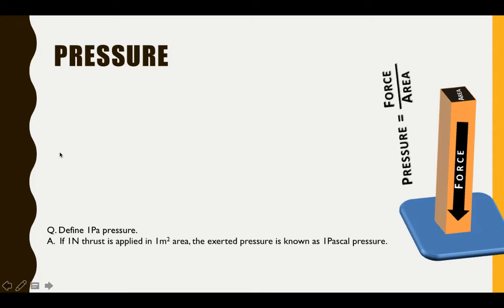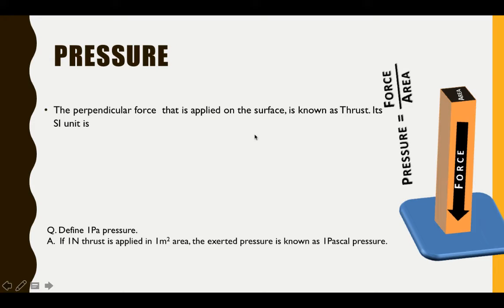Before we go to pressure, let me talk about thrust. Thrust is a kind of force which is applied on the surface perpendicularly. So that particular force is known as thrust. Here you can see this force is applied on the surface perpendicularly. So this kind of force is called thrust. That is why the definition of thrust is the perpendicular force that is applied on the surface. And since it is force, its SI unit is Newton.